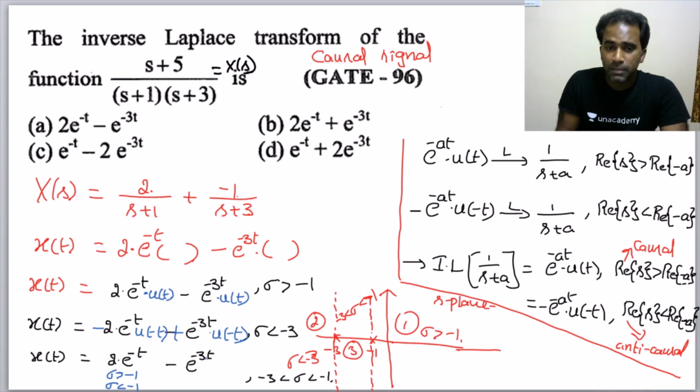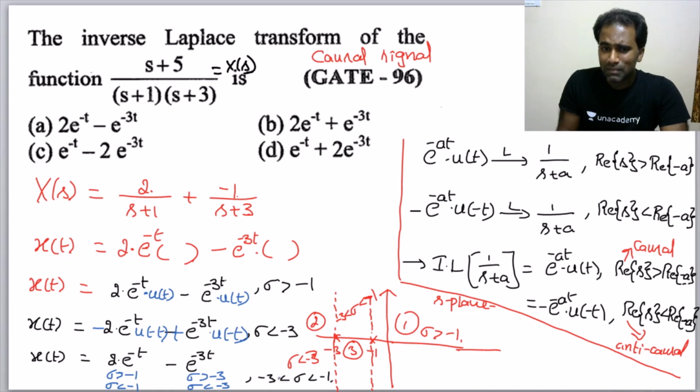Correct? Next, coming to the -3 pole, the ROC corresponding to this signal is sigma greater than -3 or sigma less than -3. If U of t is present beside e power -3t, then the ROC will be the first one, sigma greater than -3. If U of minus t is present beside e power -3t, then the ROC is sigma less than -3. Right? We don't know. Corresponding to this pole, there are two ROCs possible based on what is multiplied beside it. And similarly for the -1 pole also, there are two possible ROCs based on what is multiplied to e power -t, U of t or U of minus t.